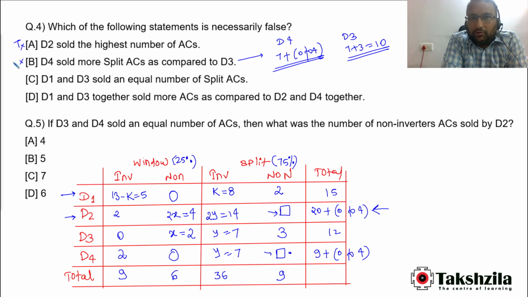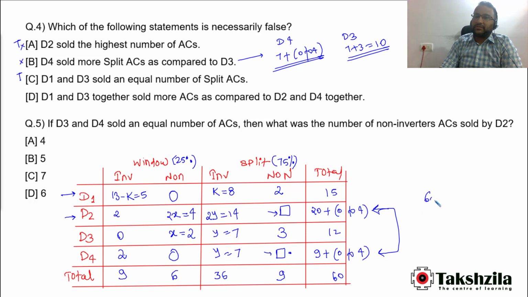D1 and D3 sold an equal number of split ACs. D1 sold 10 and D3 10. So this statement is compulsorily true. D1 and D3 together sold more ACs. This addition is going to be how much? Total is 60. Out of 60, this 15 and 12 goes. So 27 goes. This addition is equal to 33.